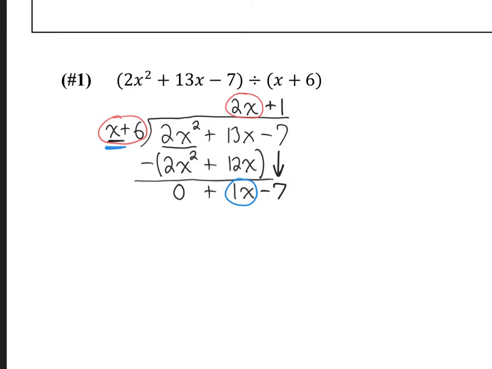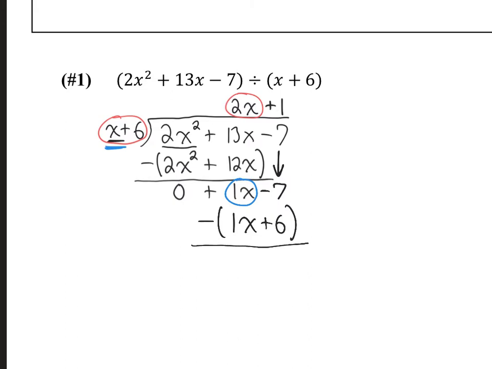Then we need to multiply 1 by this entire thing over here, the x plus 6, okay? So we're going to put minus, and now we've got to subtract this. We're going to multiply 1 times x, which is 1x. 1 times 6 is going to be positive 6. All right, now we subtract.